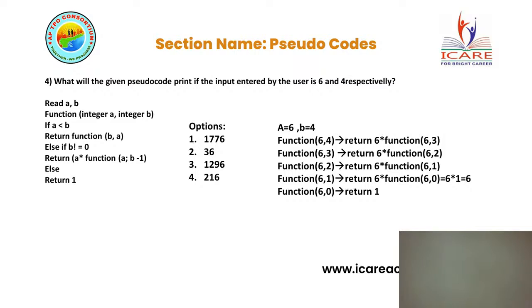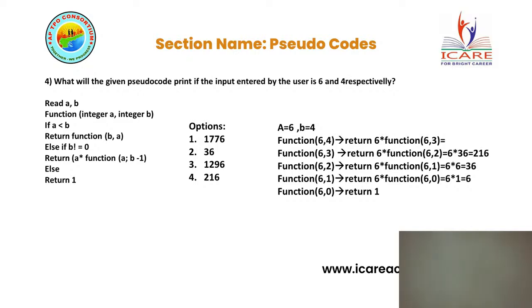Where will the 6 go? To 6 comma 1, where the function was called. Here we have called 6 into function of 6 comma 1, whose value is 6. So 6 sixes are 36. Where will the 36 go? Where the function 6 comma 2 was called. So 6 into function of 6 comma 2, which was returning the value 36. So 6 into 36 is 216.